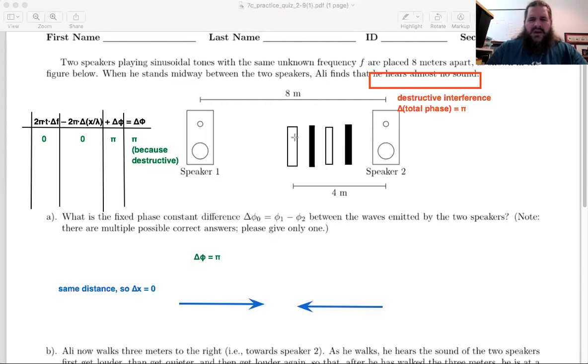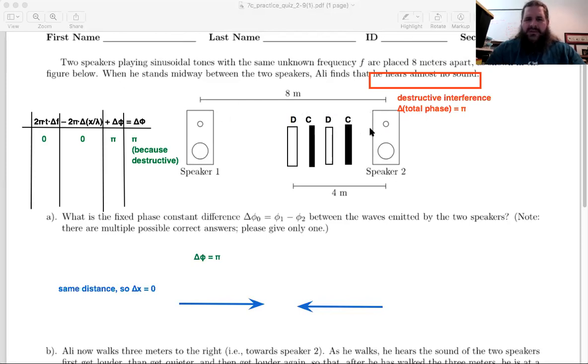So we get this alternating pattern of destructive, constructive, destructive, constructive, which the problem specifies by saying that as he walks these 3 meters, he hears the sound get louder, then quieter, then louder again. So we could think of these as destructive, constructive, destructive, and constructive interference again. And we know that this final constructive interference spot where he stops is 1 meter from speaker 2.